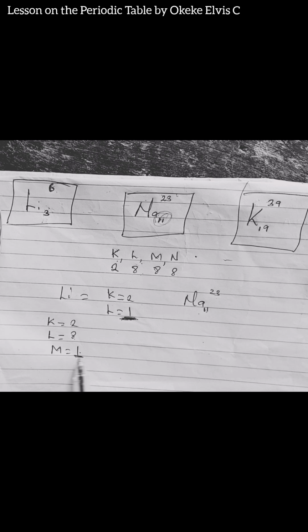So what is the valence electron here? It is actually 1. So you see that lithium and sodium have the same valence electron.